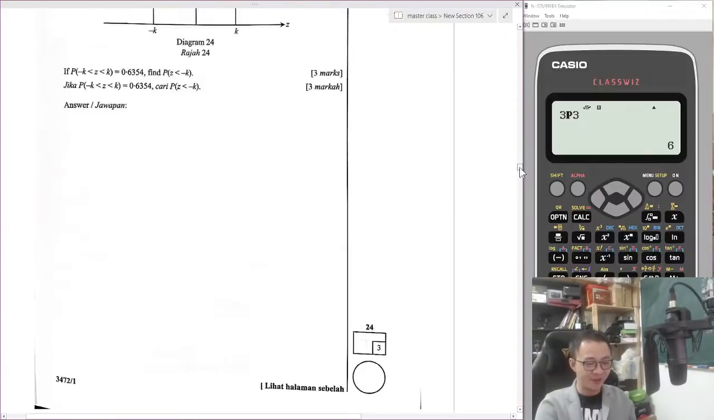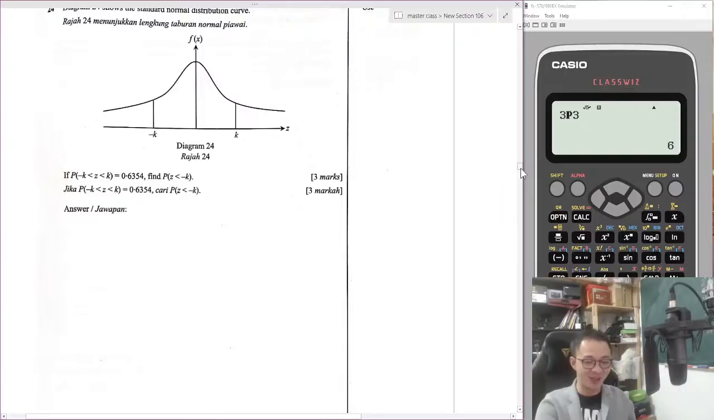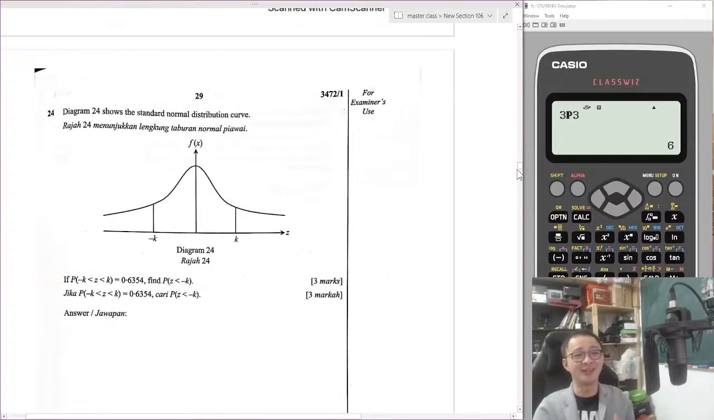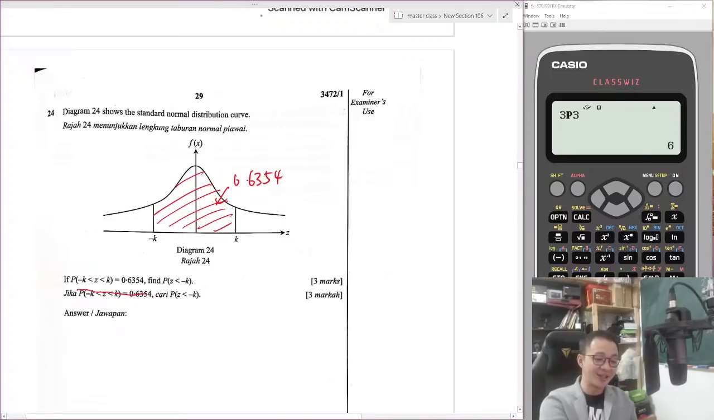Okay, 24. When you see this kind of question, you should start laughing, because you don't even need to do the Z score or anything. Basically, they just test whether you understand this equation or not. If you understand this equation, you know this one is actually saying about this area, 0.6354. And then they ask about which area. They ask about Z is less than negative K. They ask about this yellow colored one.